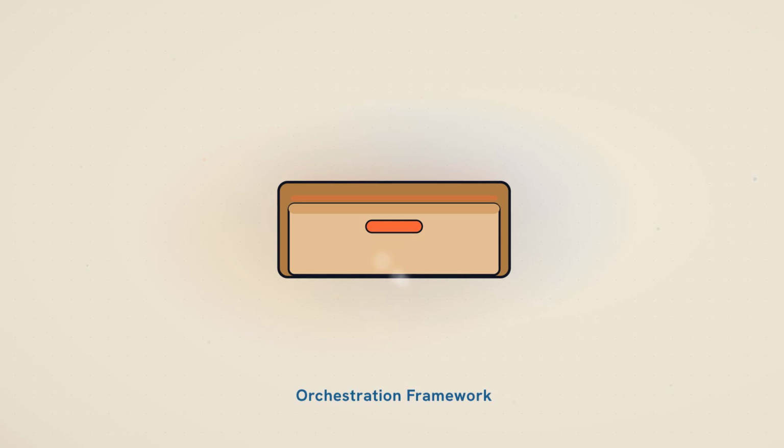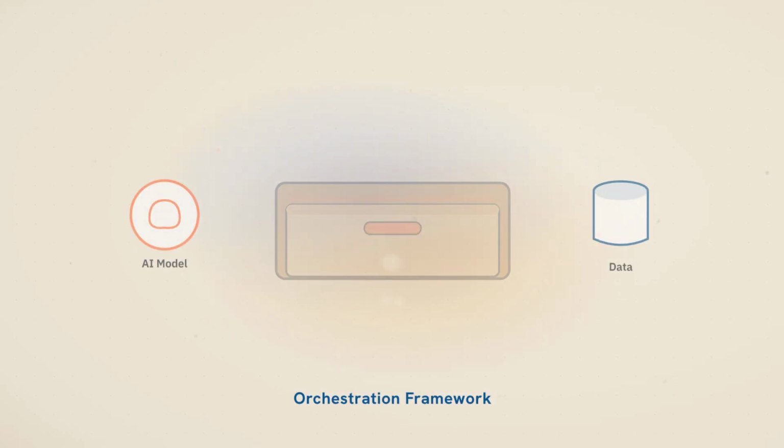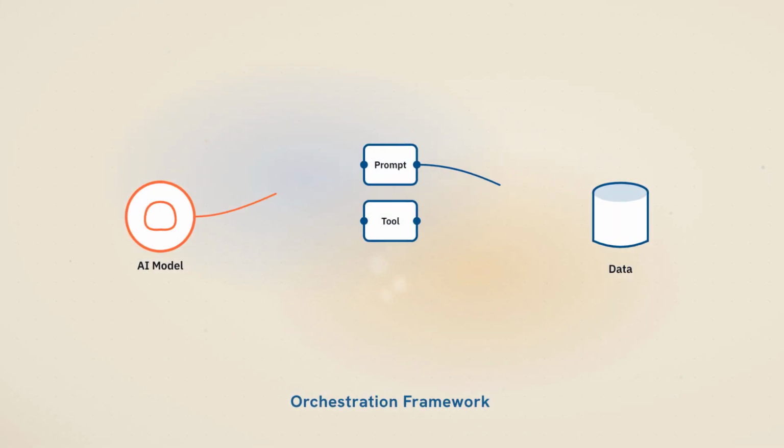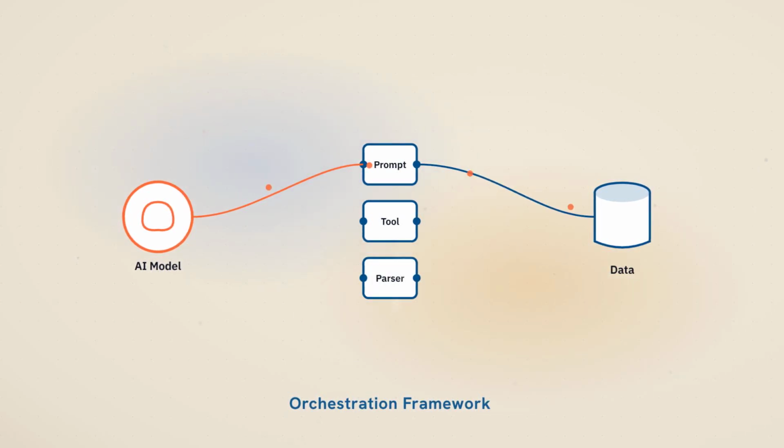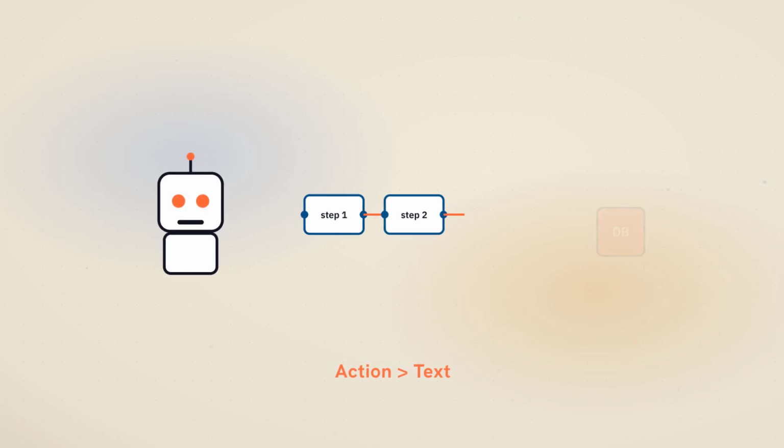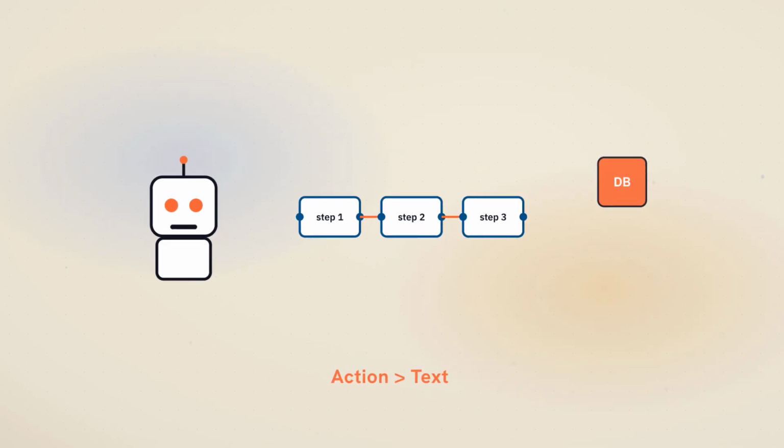It's an orchestration framework, which is just a fancy way of saying it's a box of pre-built code pieces that hook your AI model up to outside data and tools. It chains different steps together so the AI can actually do things instead of just talking.